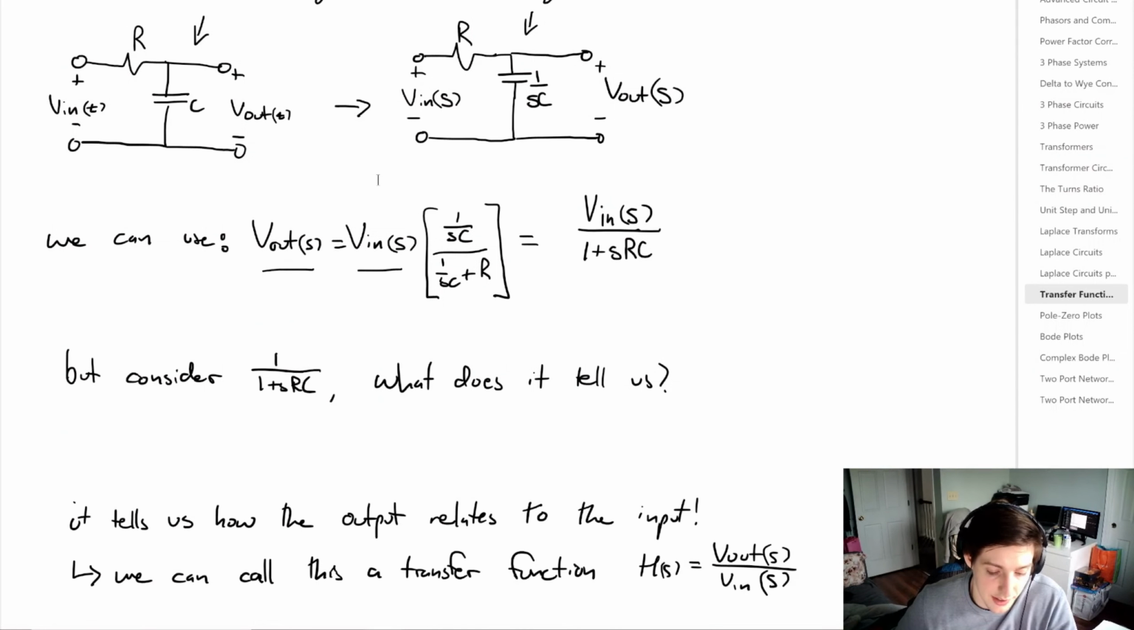Well, it could tell us how the output relates to the input if we divide the output voltage simply by the input voltage. And this is what we call a transfer function. And it's given by a capital H, and of course it's a function of S. And it's simply going to be equal to the output voltage divided by the input voltage for the circuit that we gave.